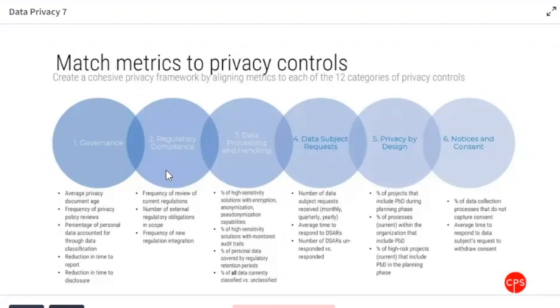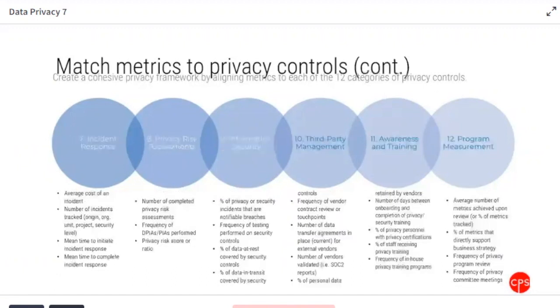Do you have a statement like, if you tick this box, you consent to us using your data, and then they sign? So the percentage of data collection processes that capture consent at every personal data collection point is a way for you to measure the effectiveness of your notice and consent controls. And then the average time you take to respond to a data subject's request to withdraw their consent can also be a means of measuring the effectiveness of that privacy control.